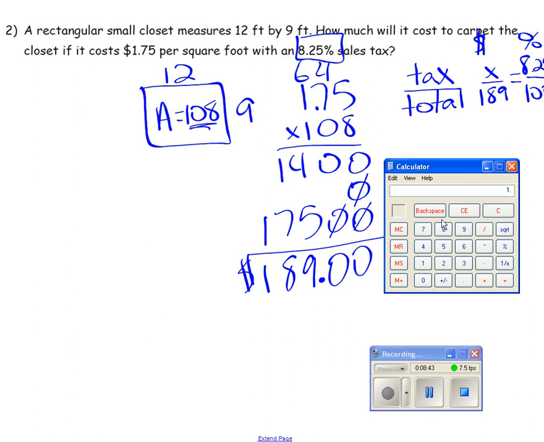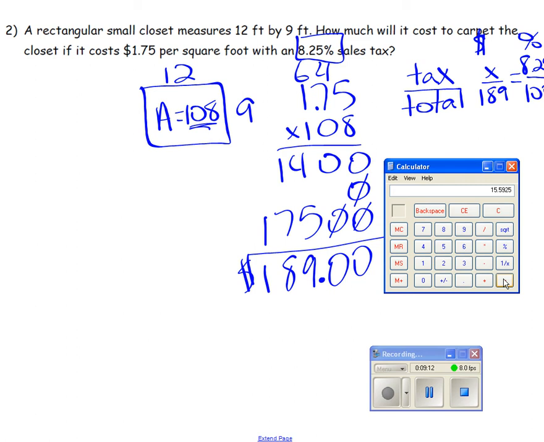So we take 189 times 8.25, and we get 1,559.25. Wait, why did you tell me I wasn't ready? Because we have stuff to do. We only have 14 minutes. We've only done 1.5 problems. Wait, so it's 1,559, and then we divide that by 100, and so we get the tax, $15.59.